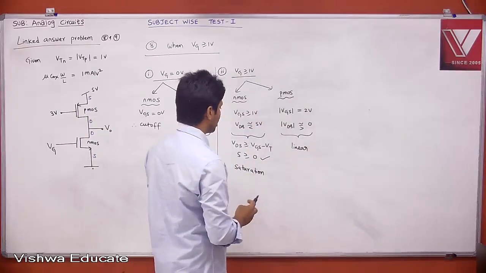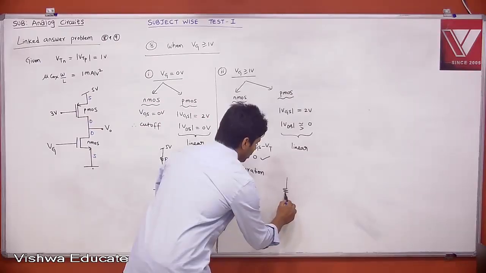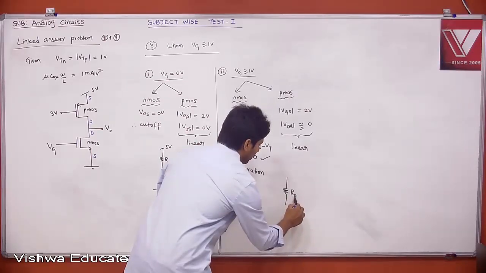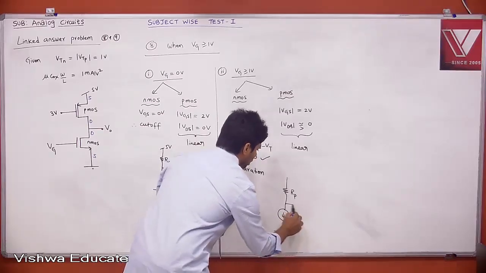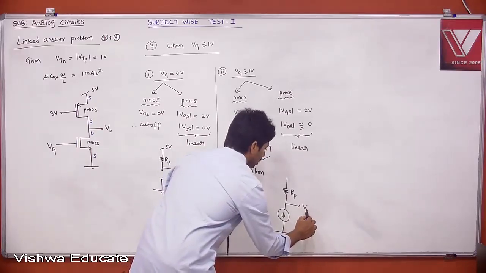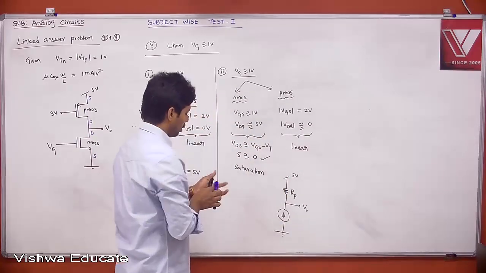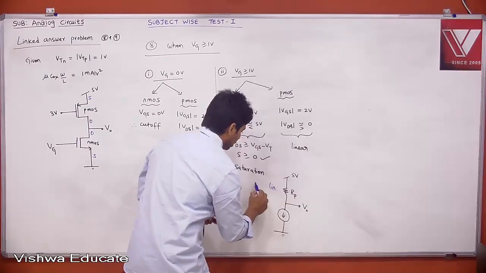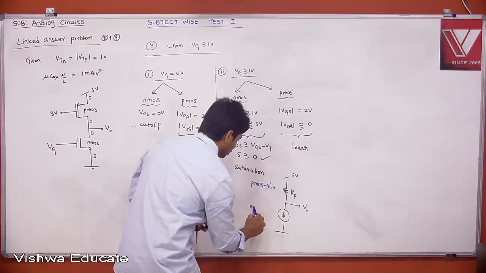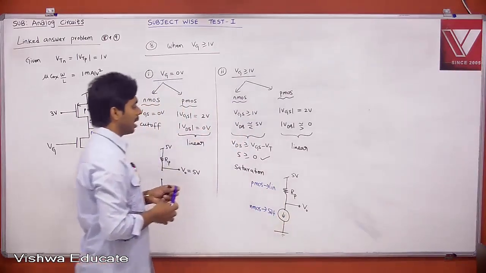Then what is our circuit? Your PMOS will be in linear region, which is what people call your RP, and your NMOS is in saturation. This is your V0, and this is your 5 volt. Therefore, your PMOS is in linear region, and your NMOS is in saturation region. Therefore, what is the answer?